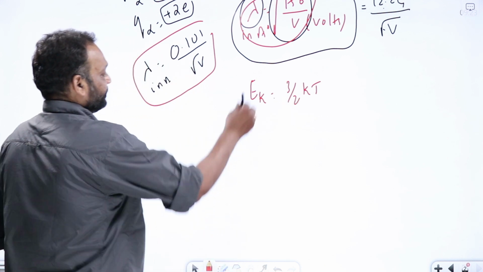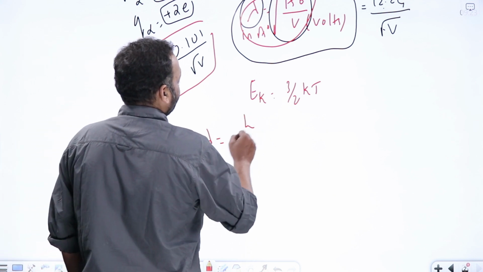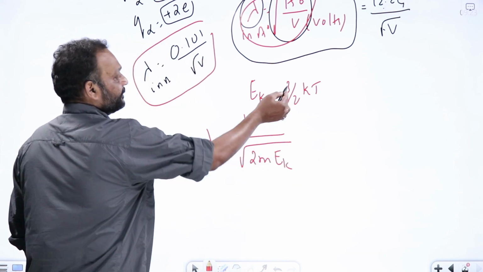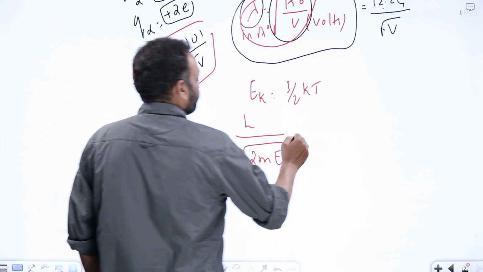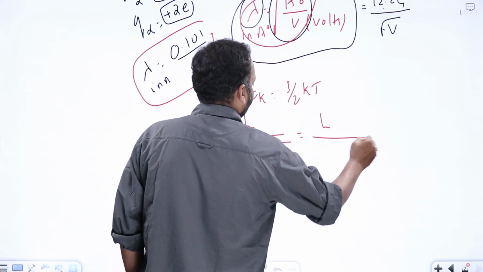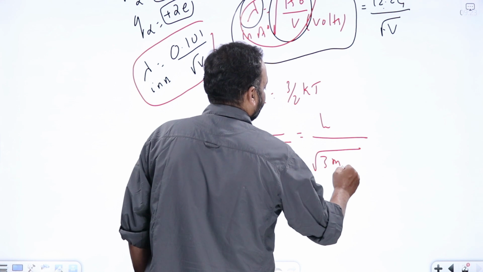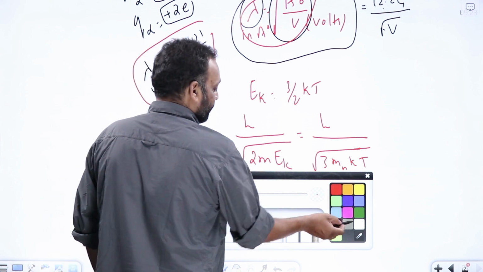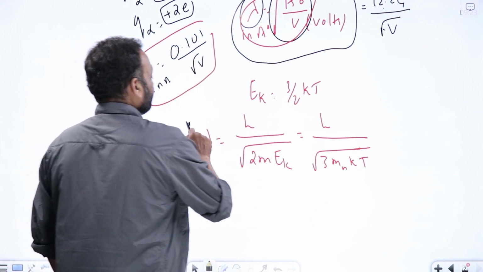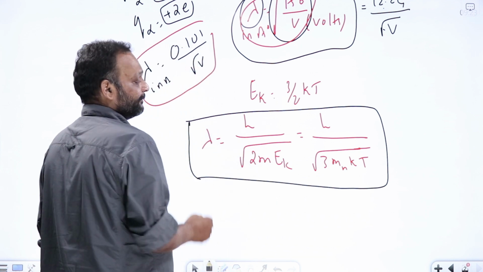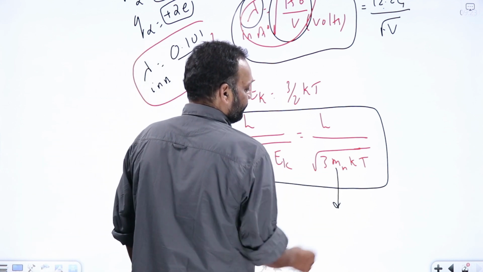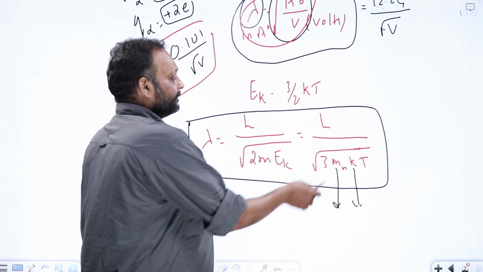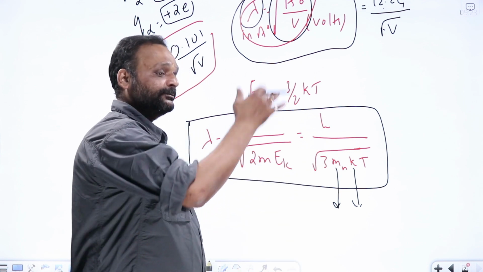In the general formula, de Broglie wavelength lambda equals h by under root 2m Ek, substitute 3/2 kT for Ek. So what do you get here? The 2 and 2 get cancelled, giving h by under root 3mn kT. So the de Broglie wavelength lambda for a neutron heated to a temperature T is h by under root 3mn kT, where mn is the rest mass of the neutron, k is Boltzmann's constant, 1.38 into 10 to the power minus 23 joule per Kelvin, and T is the absolute temperature to which the neutron is heated.